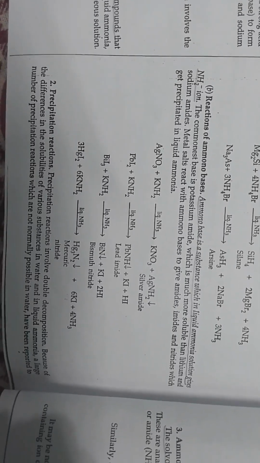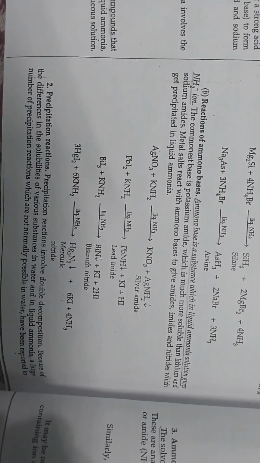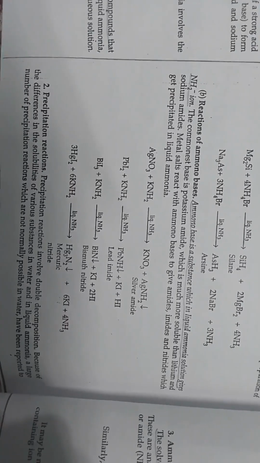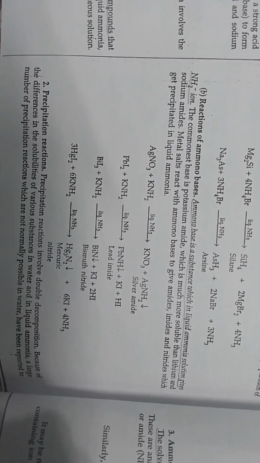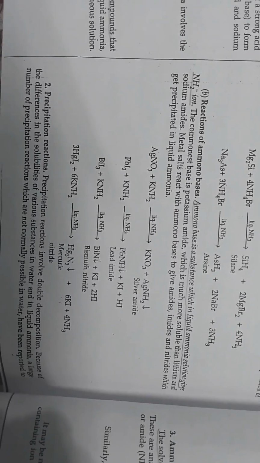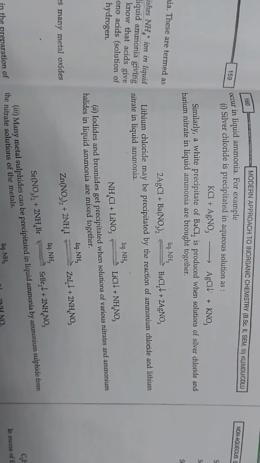Precipitation reactions. Precipitation reactions involve double decomposition because of the difference in the solubility of different substances in water and in liquid ammonia. A large number of precipitation reactions which are not normally possible in water have been reported to occur in liquid ammonia. For example, silver chloride is precipitated in aqueous solution as KCl plus AgNO3 gives AgCl plus KNO3.